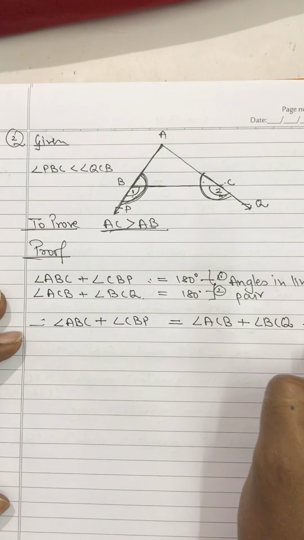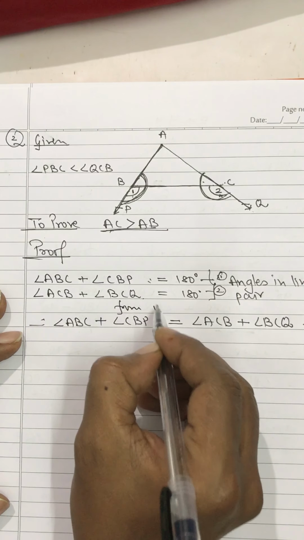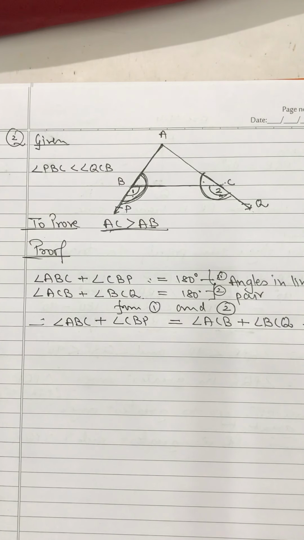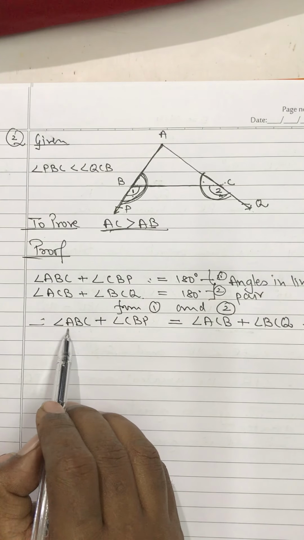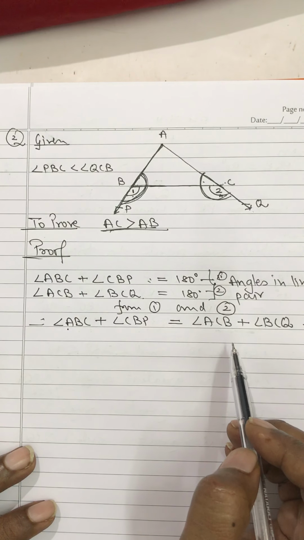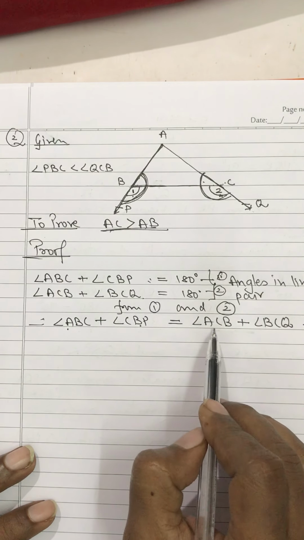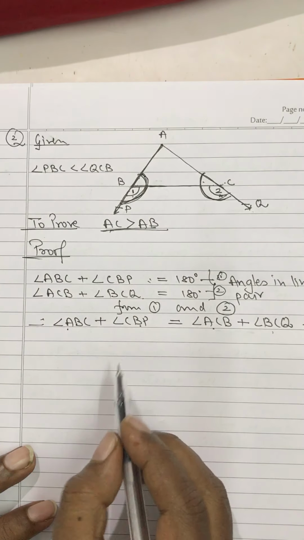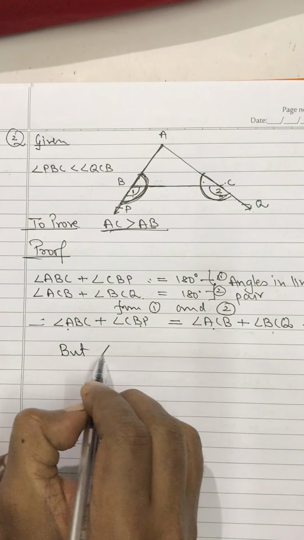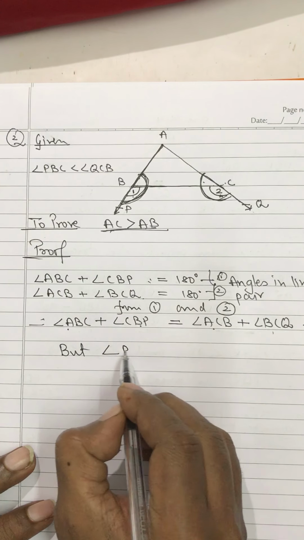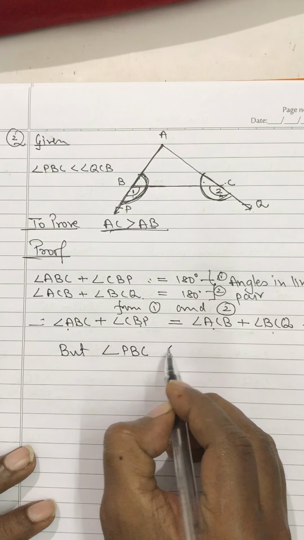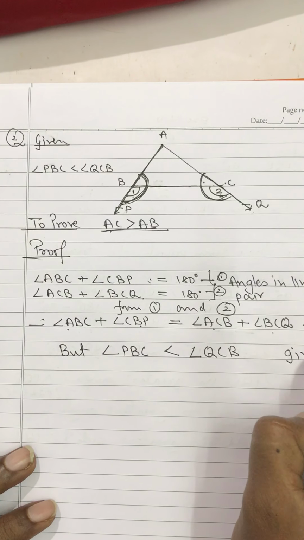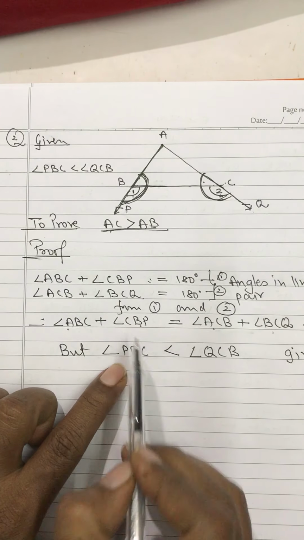And now you have to be careful, my dear students. This is from 1 and 2. Now if you notice, we have got angle ABC plus angle CBP is equal to angle ACB plus angle BCQ. Are you getting it? This whole and this whole are equal. But what is given? PBC is actually less than angle QCB. This is given. Now see here, PBC is this.